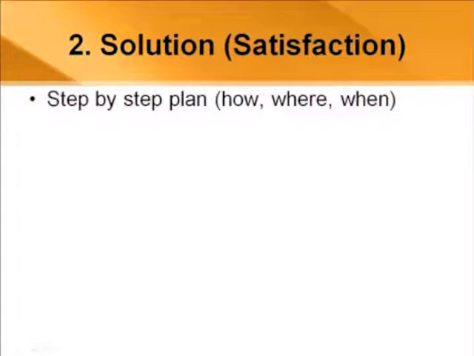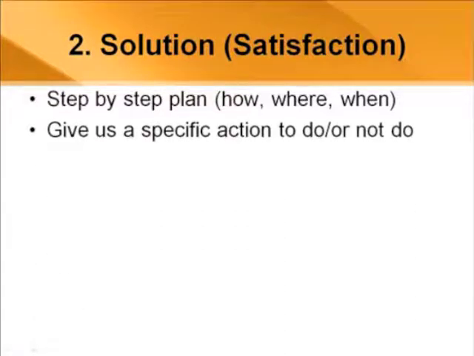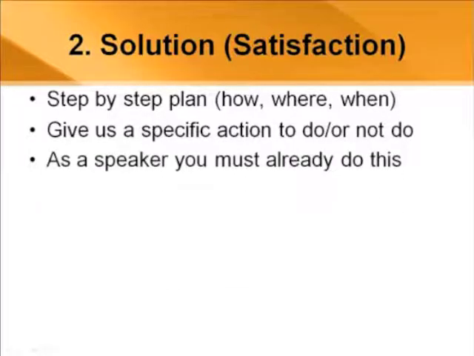Some things we want to do. We want to give the audience a step-by-step plan so they know exactly what they can do to solve the problem. We want to give them a specific action. Do this, or if you're taking an opposite approach, don't do this. As a speaker, you should already be doing this, setting a good example for us. If we take the example of global warming, we want to give the audience the specifics. Start recycling. This is where, this is how, this is when. We should buy hybrid cars. I bought a hybrid car not too long ago. And so you could demonstrate that as a speaker, that you're already starting to take place and take action.